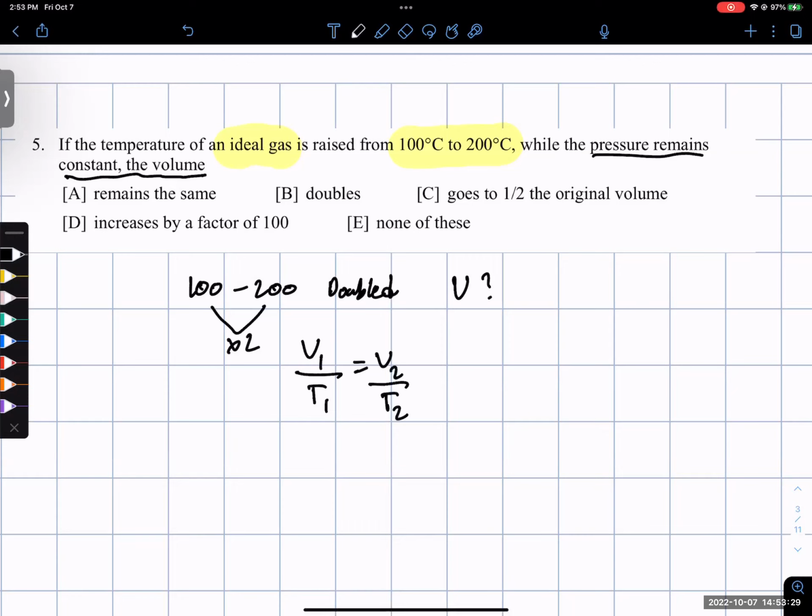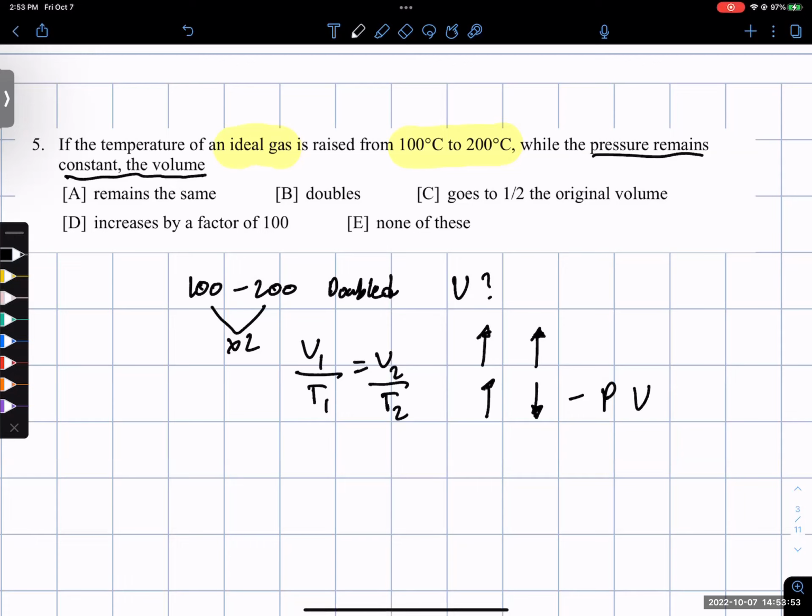And what do you know about volume and temperature in this equation? Are they directly proportional or inversely proportional? Directly, yeah. So when one increases, the other increases as well. That's what directly proportional means. Inversely proportional is like one increases, the other decreases. An example of this would be pressure and volume.